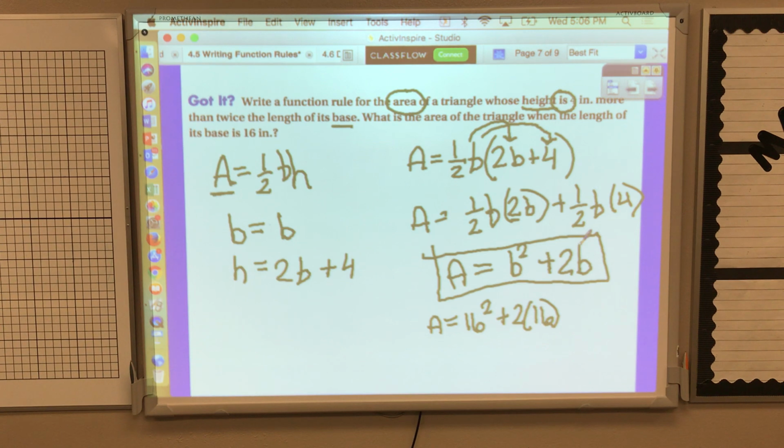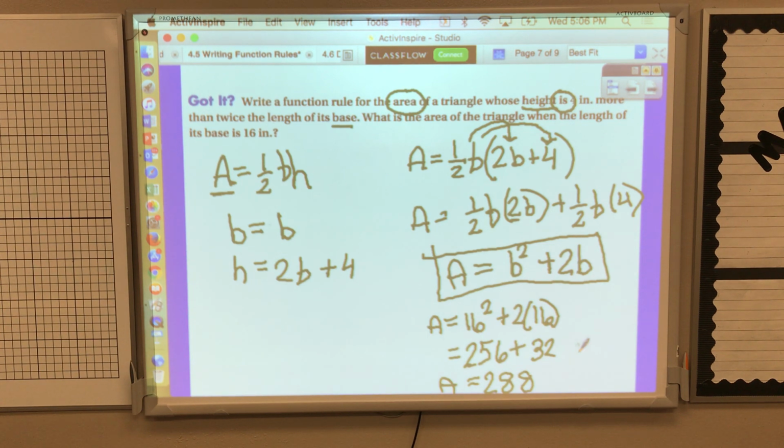Okay, so in order to solve that equation, I follow the order of operations. So I need to square that 16 first, okay, which gives me 256. 16 times 16 is 256, and 2 times 16 is 32, so together my area has a total of 288. Okay, again, we're talking about a word problem, so I'm not done until I label it.